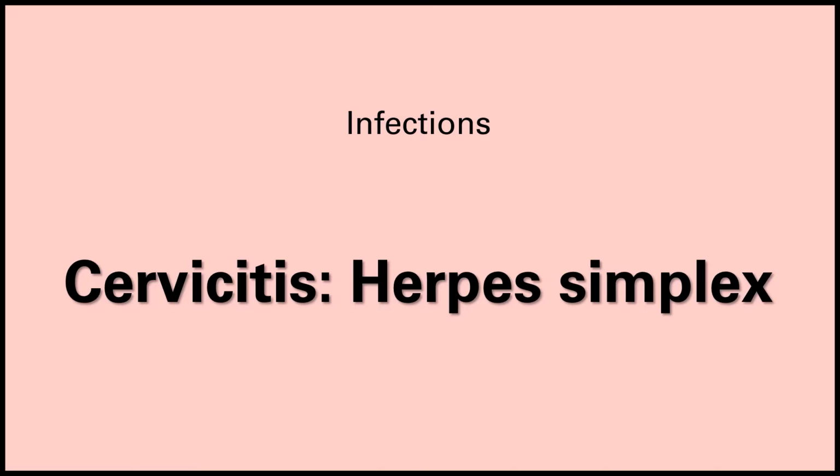Human herpes virus 3 is varicella zoster, which includes chickenpox and shingles. Human herpes virus 4 is Epstein-Barr virus, best known for causing mono, or the kissing disease. 5 is cytomegalovirus, or CMV, and 6 is roseola. So in the case of cervicitis, we're referring to herpes simplex 1 and 2, and that's what I'll be discussing for the rest of this section.